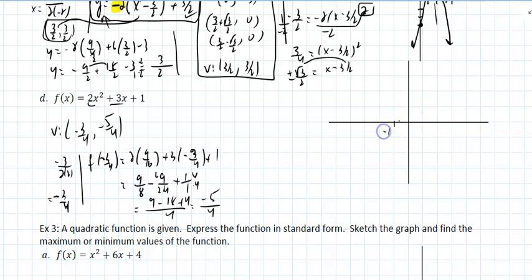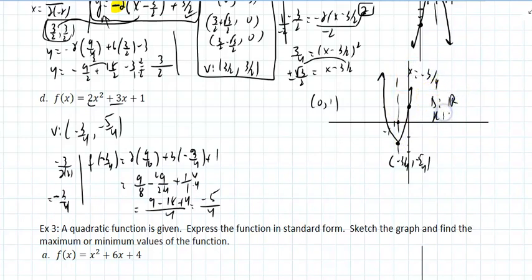So let's say that's negative 1. Negative 3/4 is about right there. And negative 1 and 1/4 is about right there. I know the graph crosses at 0, 1, so I can pretty much sketch a graph. That's the easy part. The vertex is at negative 3/4, negative 5/4. Well, we know the drill. The axis of symmetry is x equal negative 3/4. Domain all real numbers. Range negative 5/4 to infinity.